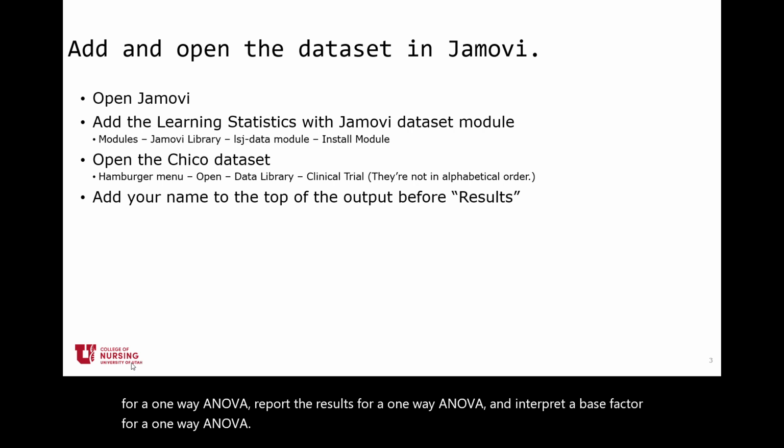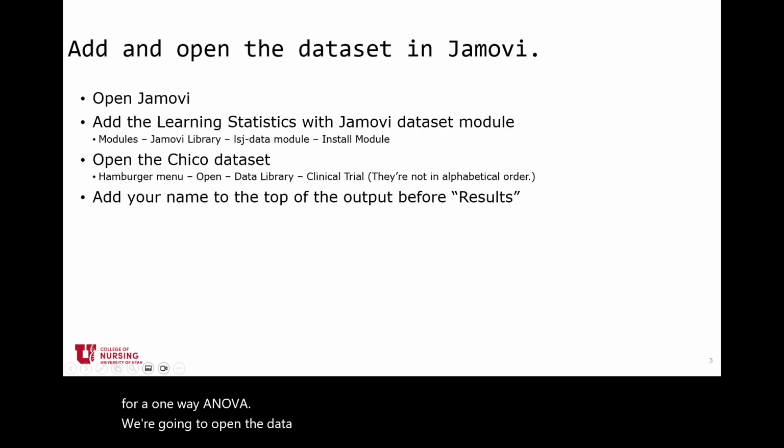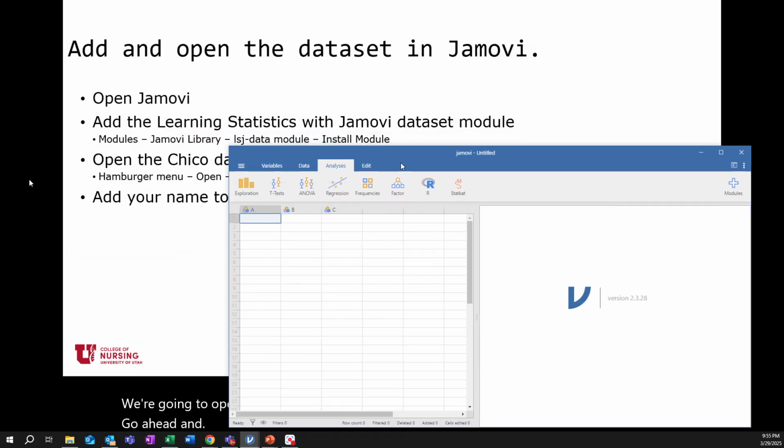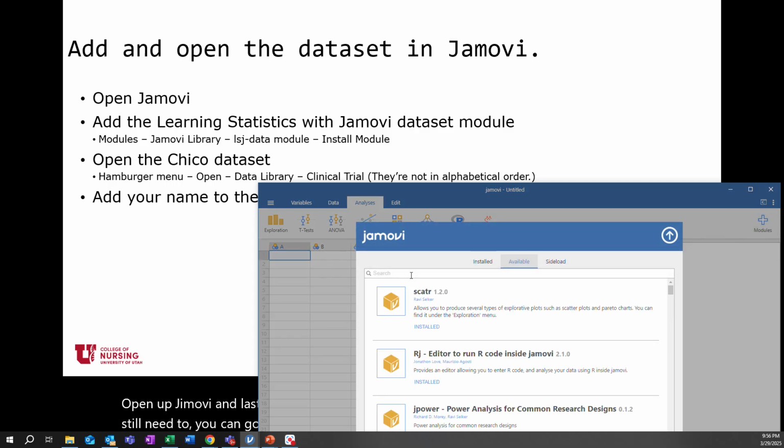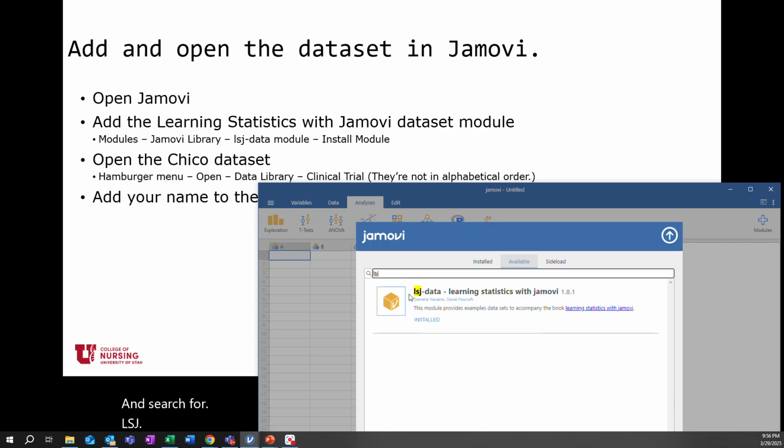We're going to open the data set in Jamovi. So go ahead and open up Jamovi. And last week we installed the LSJ data module. If you didn't install it or you still need to, you can go to the modules, library, and search for LSJ. And you want to click install. I already have it installed.